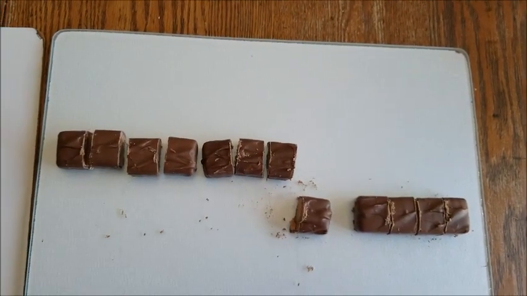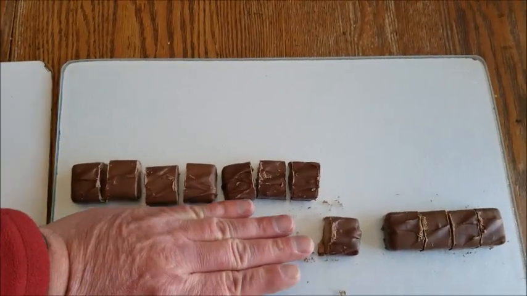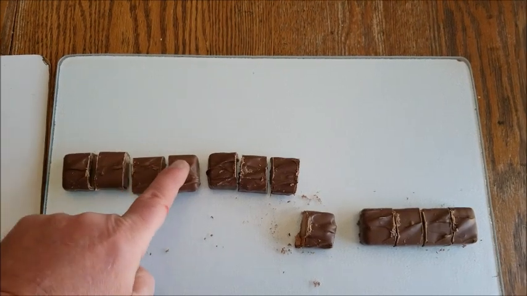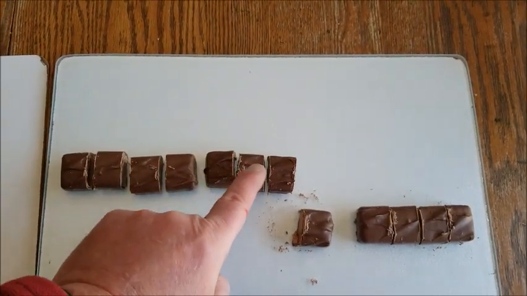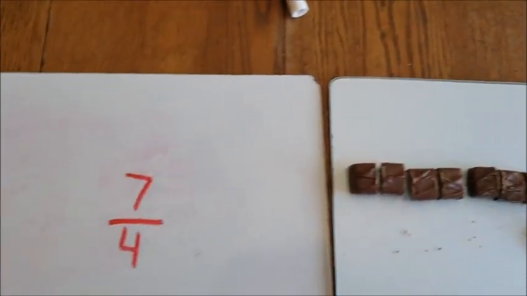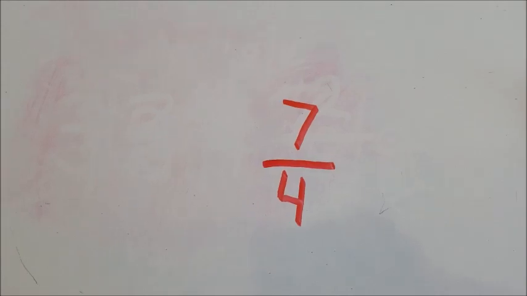Each one of these pieces is a fourth. So we're removing 7. 1, 2, 3, 4, 5, 6, 7. And that is written as 7/4.